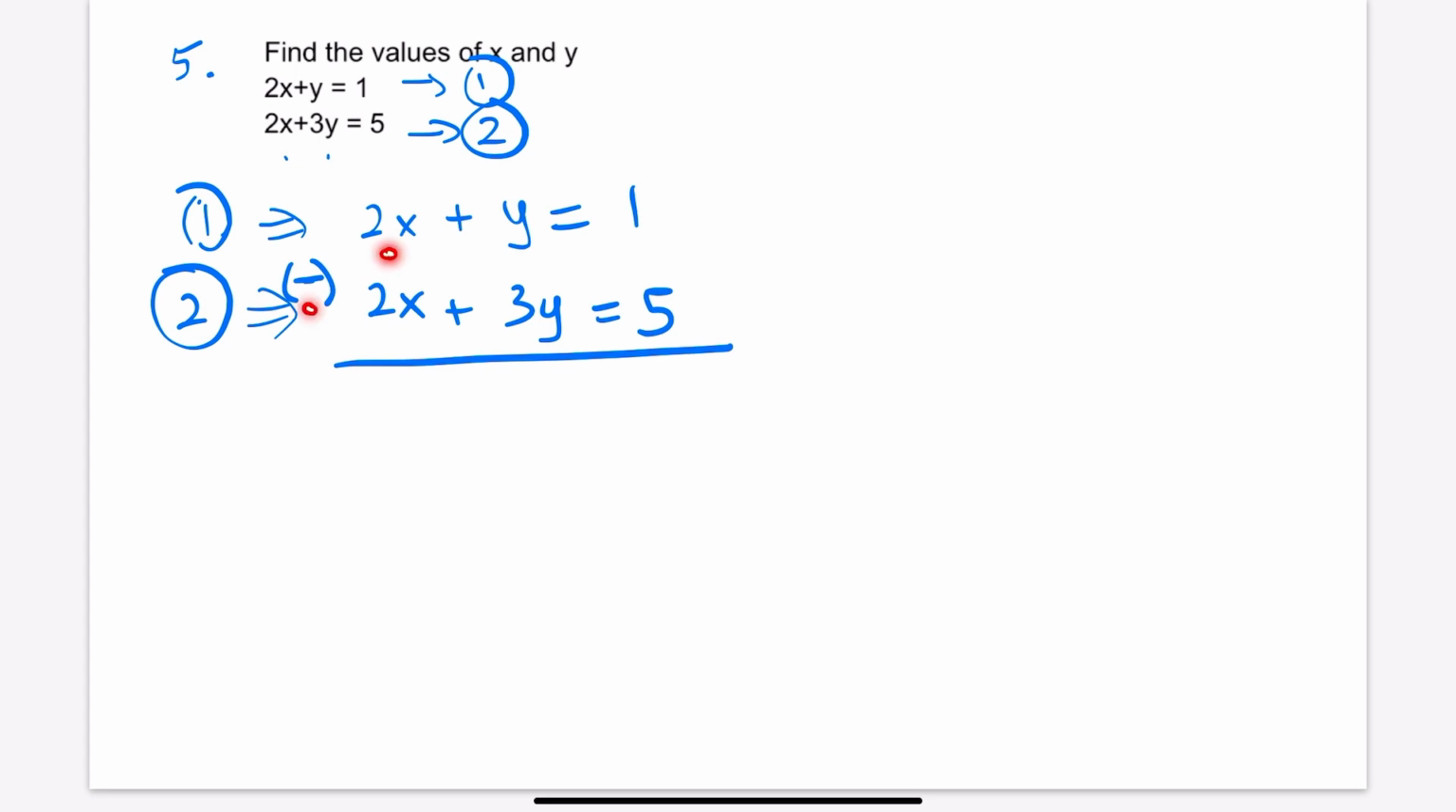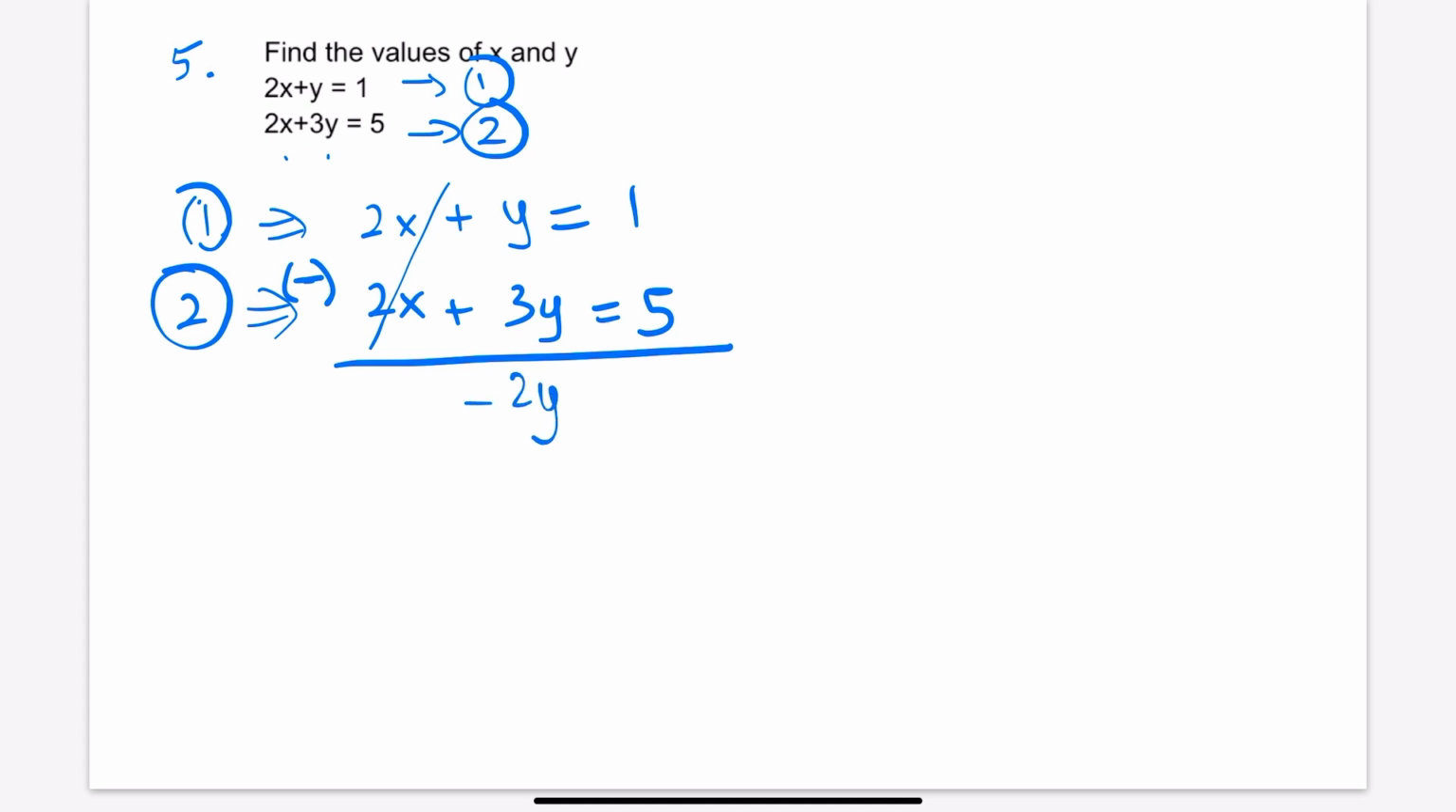We are left with 2x minus 2x, that's 0, so it gets cancelled out. I'm left with y minus 3y. Minus and plus here is minus. So the answer for that is negative 2y. Y minus 3y is negative 2y.